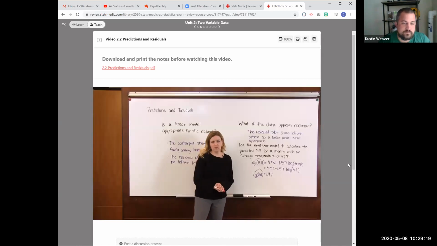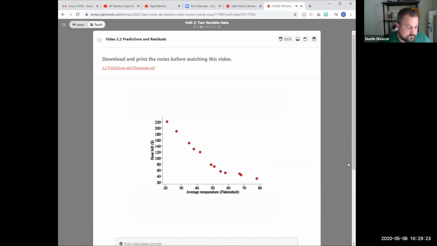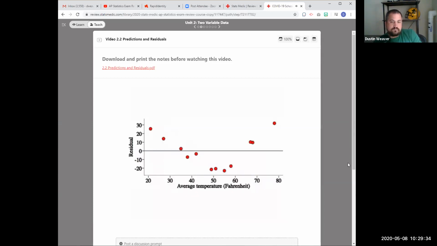So what if our scatter plot were to show nonlinear data or some sort of curve? In this scatter plot, you can see towards the end of the graph, we've got some curving in the data. To check to see if a linear model still works, you should make a residual plot. And you can see that the residual plot shows a leftover pattern. There's a U shape. So we know a linear model would not be appropriate.